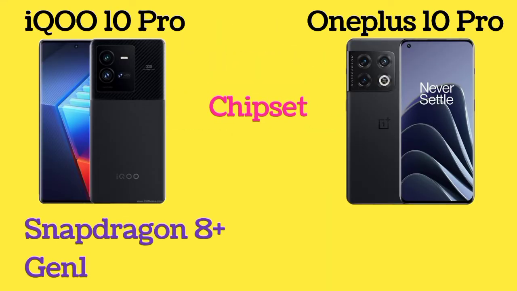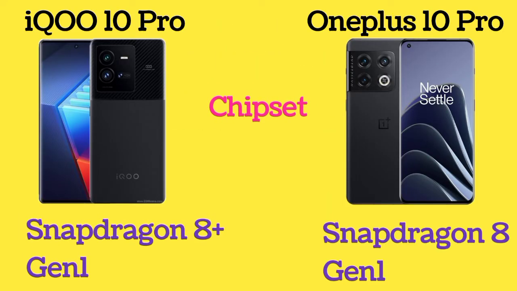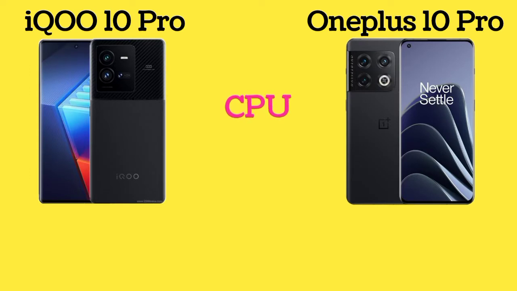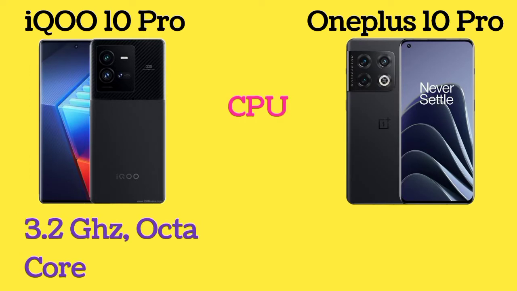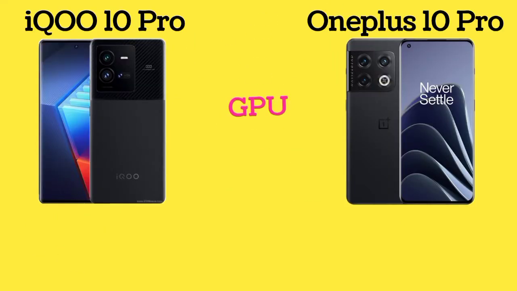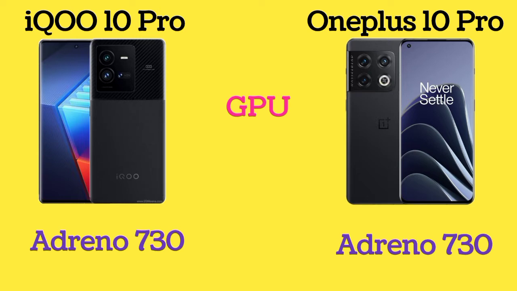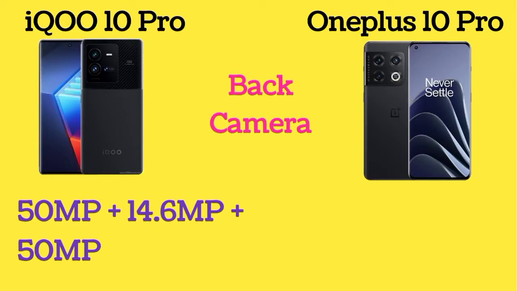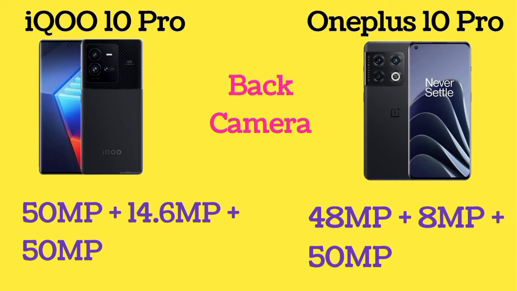iQOO 10 Pro has Snapdragon 8 Plus Gen 1 chipset and OnePlus 10 Pro has Snapdragon 8 Gen 1 chipset. Here is the CPU process of both iQOO 10 Pro and OnePlus 10 Pro. iQOO 10 Pro and OnePlus 10 Pro both phones have same Adreno 730 GPU. Here is the display resolution of iQOO 10 Pro and OnePlus 10 Pro.